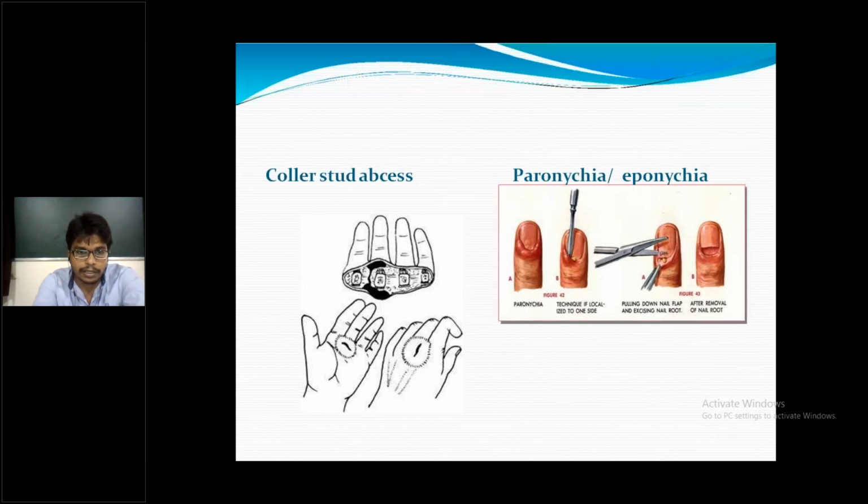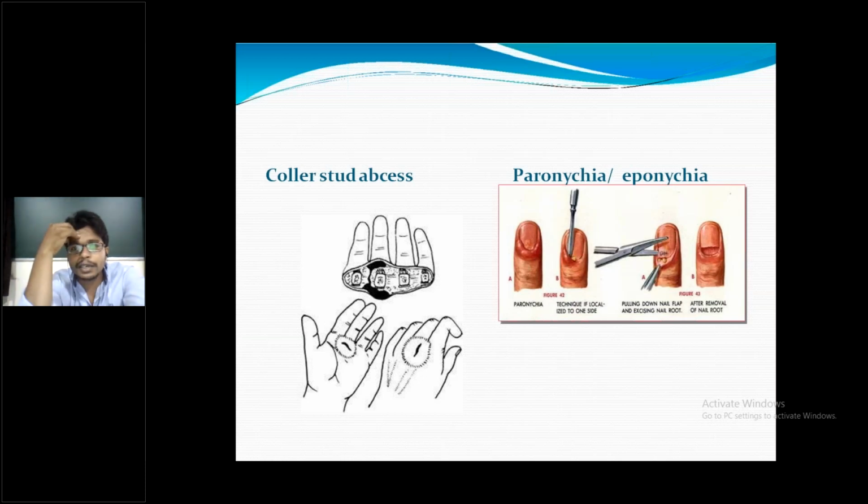Collar stud abscess. Collar stud is collar. What do you mean by collar? Normally, a shirt collar will be there, no? Like both sides it is infected. See this diagram, left side diagram. The black thing is infection, which is present in both palmar and dorsal with a small connection. This is a collar stud abscess. For this, both palmar incision and dorsal incision should be given.